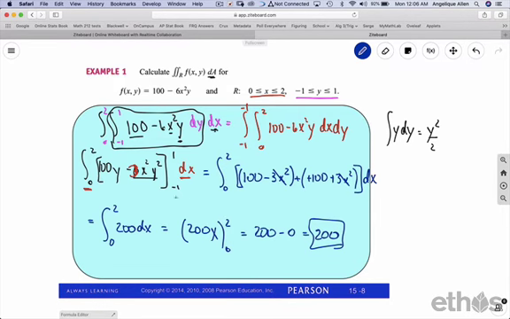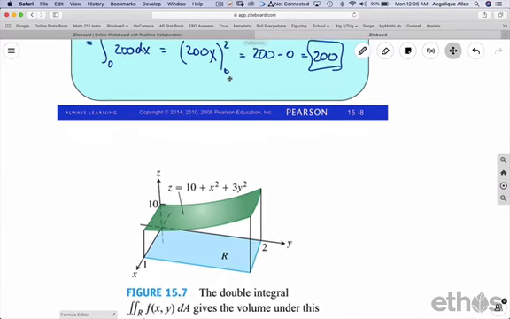So the secret is to make sure that you hold the variable constant that you are not focusing on. So we had to focus on the inside integral first. That was with respect to y, so x was held constant. That is the key. All right.